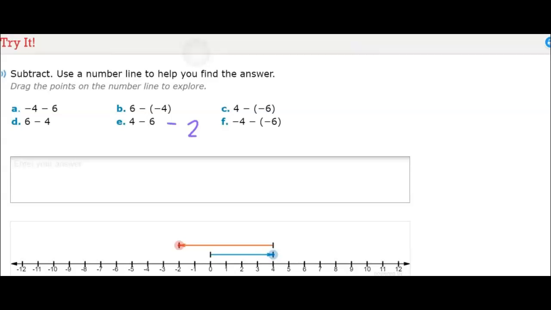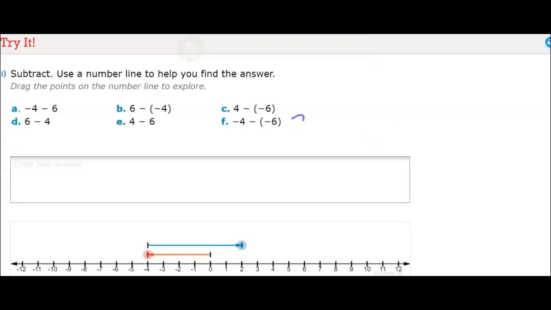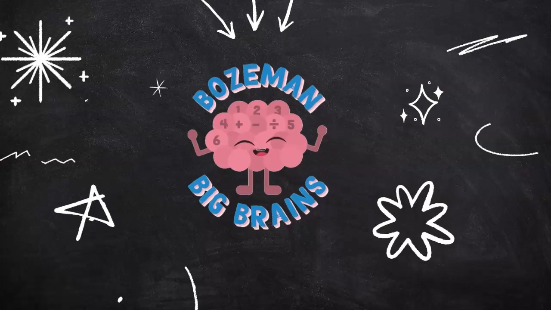Then we're going to look at F. It says negative 4 minus negative 6. And remember the minus and the negative makes a plus. So negative 4 plus 6. So we're going to start with negative 4. And we're adding 6. 1, 2, 3, 4, 5, 6. So the answer to F would be positive 2.